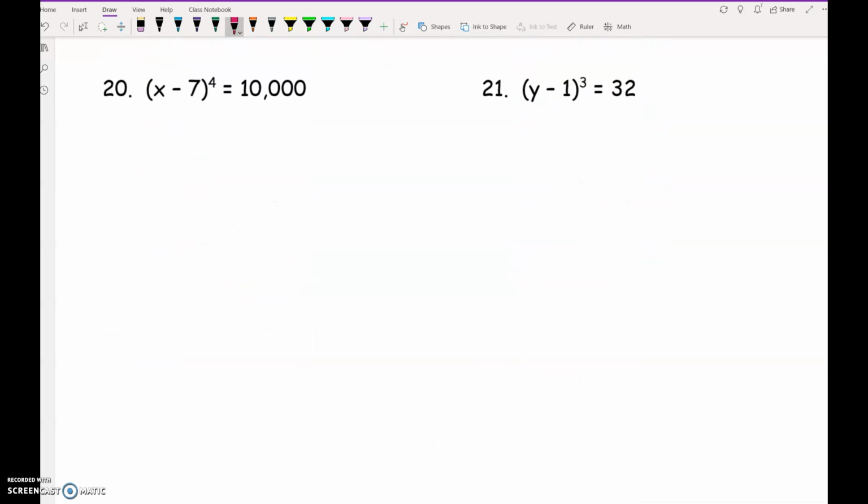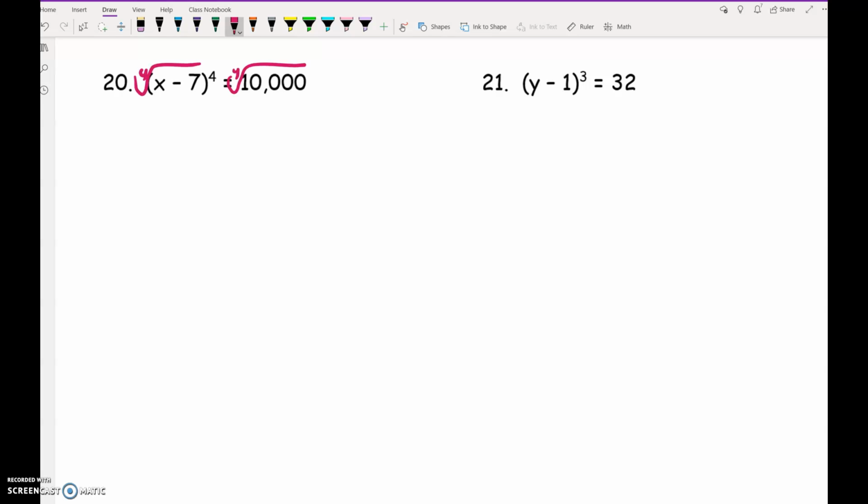Okay, number 20. Again, you cannot distribute that exponent of 4 inside. You also can't currently add 7 on both sides because that set of parentheses is locked down. This is considered isolated. All we need to do to start is take the fourth root of both sides. So we'll take the fourth root. The fourth root of the parentheses to the fourth would just be that x minus 7. That exponent of 4 is like a padlock, and the fourth root undoes the padlock and gives you access into those parentheses.